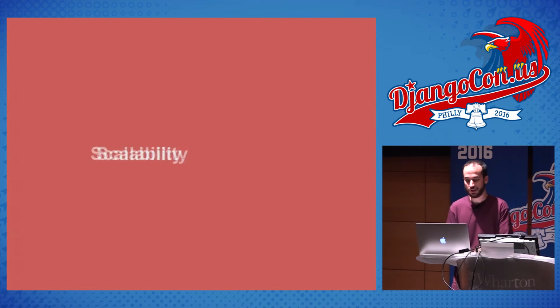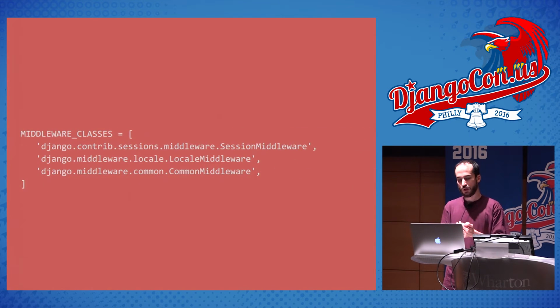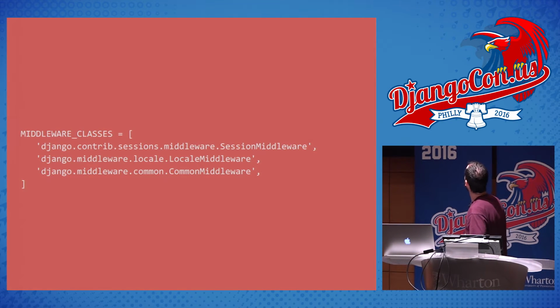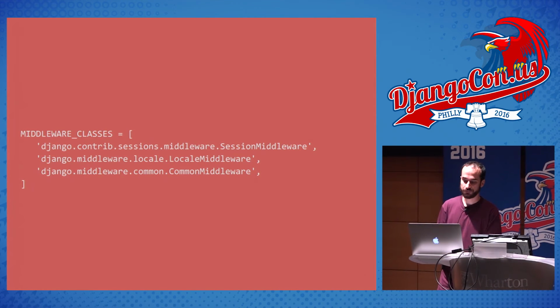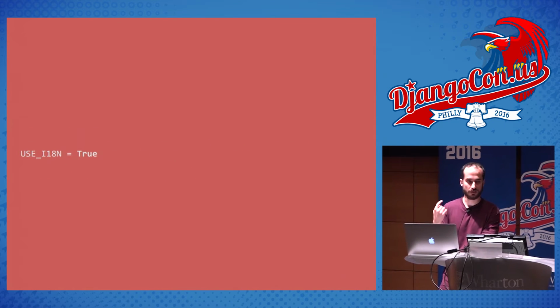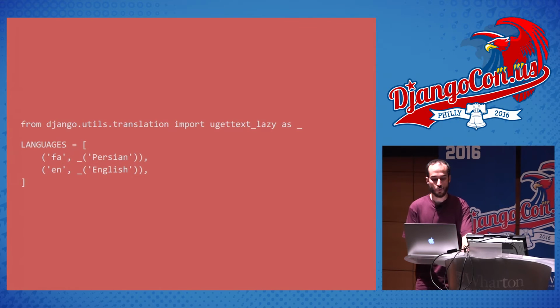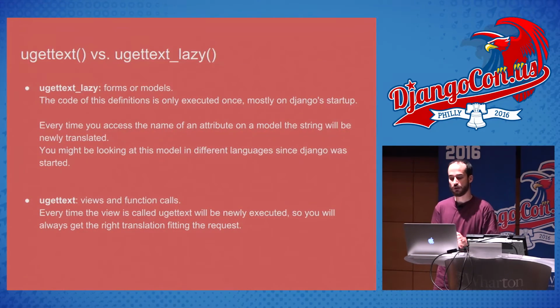Settings, very briefly. Your LocaleMiddleware has to be there, after the session and before the common middleware, as in the Django docs. I won't say anything about what is active by default. That's cool. And then add your languages. And you notice here the gettext_lazy. What's the difference between gettext and gettext_lazy?